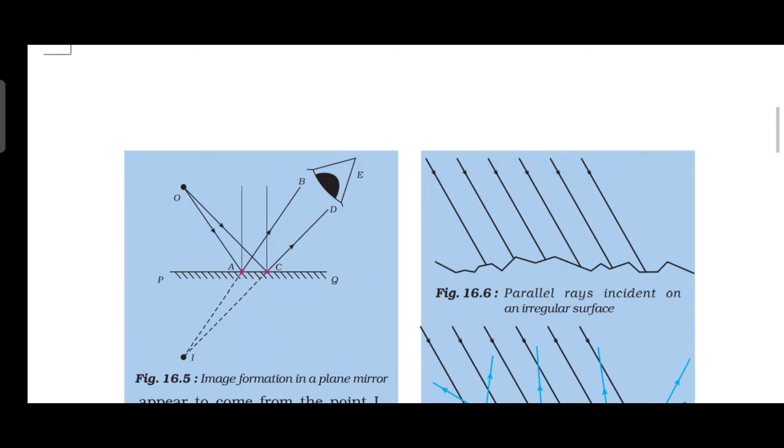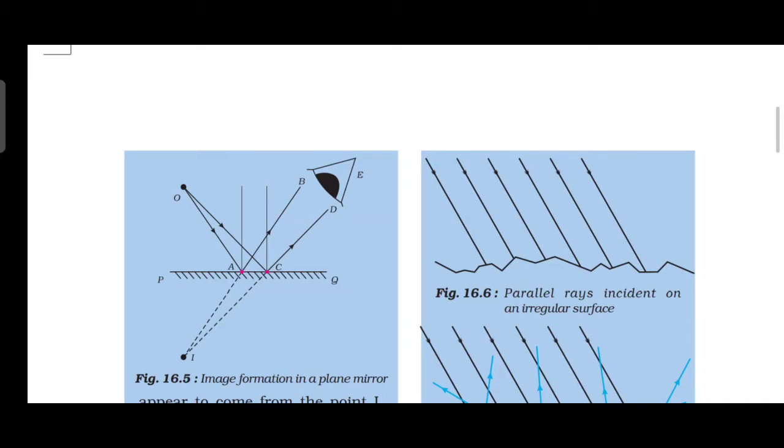Do the reflected rays appear to come from the point I, since the reflected rays do not actually meet at I? Okay, but they only appear to do so. First, we want to take what? A source of light, torch or anything, and place it in front of the mirror PQ. Then two rays OA and OC are incident on it. Okay, we are giving light, so it is incident on the mirror. So OA and OC are the incident rays.